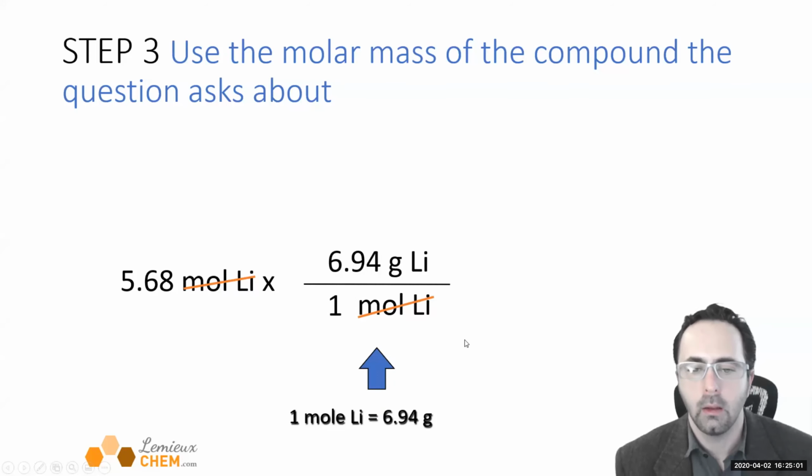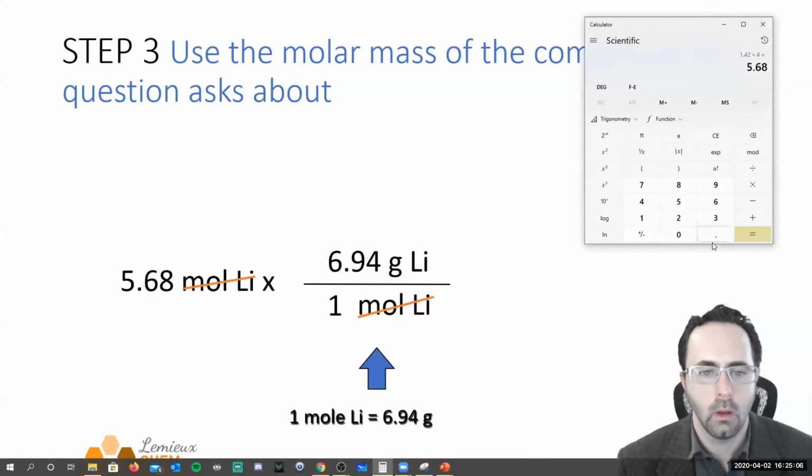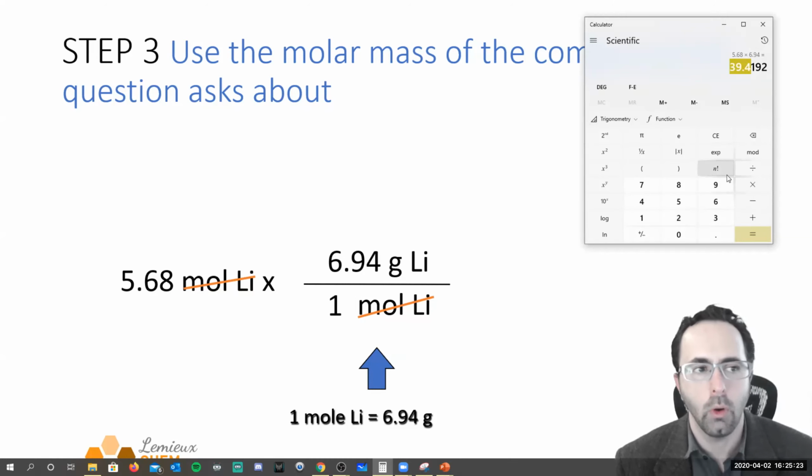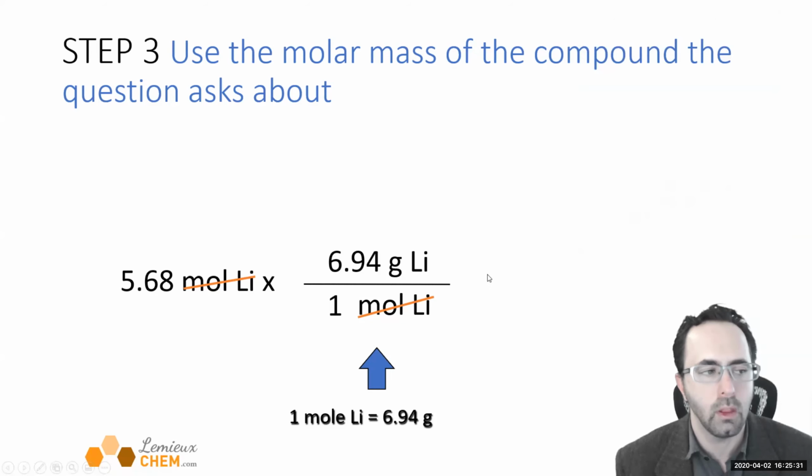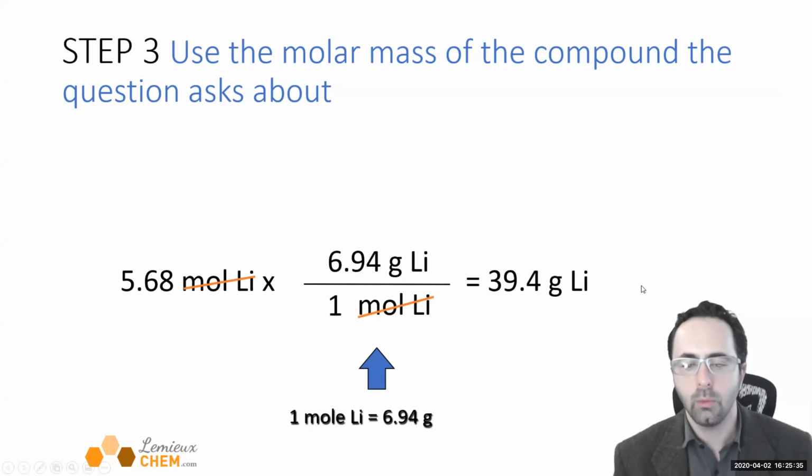And now finally, we have to calculate. So let's do that. All right, so 5.68 times 6.94. And we get 39.42. Or actually, we want to go to 3 sig figs, so it would be 39.4. Since this is a 1, we'll leave it alone. So right here, we're going to write 39.4, and our unit will be grams of lithium. 39.4 grams of lithium. And that is what the question asked for.